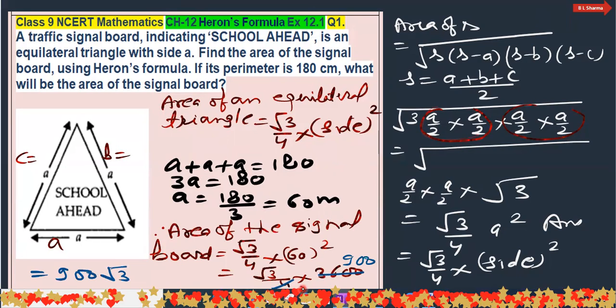Sorry, I'm very sorry. This is not meter. This is centimeters. So we can write here the final answer: the area of the signal board is 900 root 3 centimeter square. That is the answer of this question. And that's all for this question. Keep in mind, area of an equilateral triangle is given by root 3 upon 4 into side square.